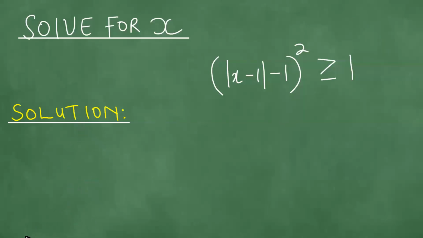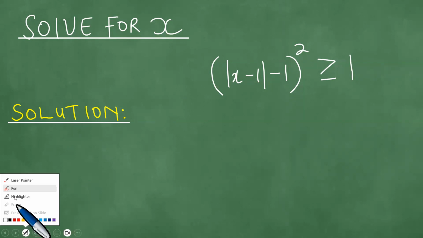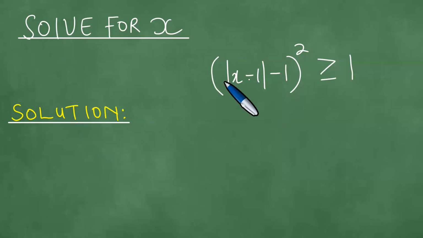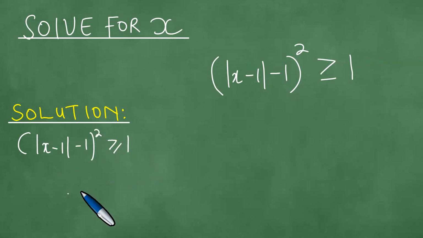Right, we are here and we need to solve this equation for x. And we note that to solve for x, we need to consider a couple of things and to write down the solution to the problem. So to solve this inequality for x, we have that the modulus of x minus 1, minus 1, squared is greater or equal to 1.